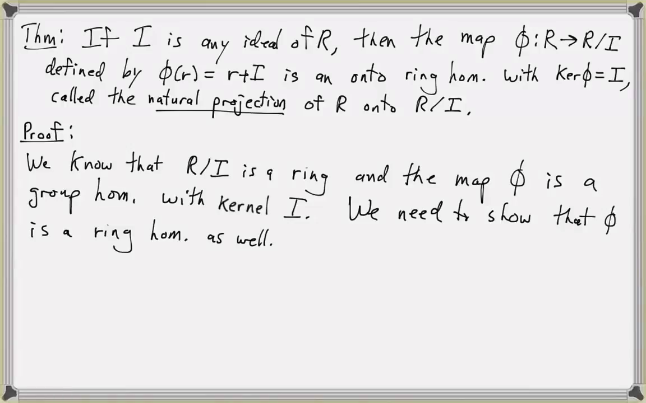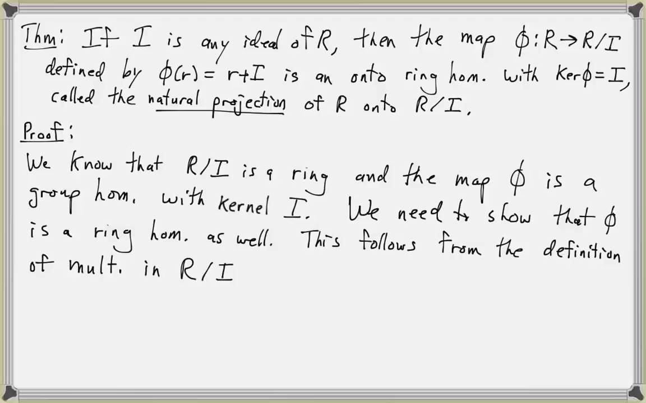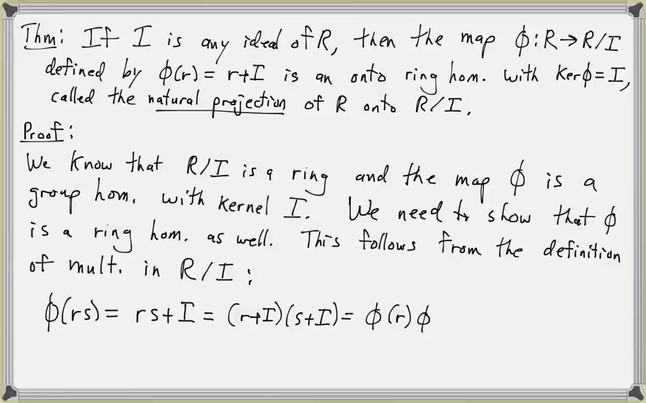Well, we just need to show the multiplicative property of this homomorphism, but this just follows from the definition of multiplication of cosets in the factor ring R mod I. So we have phi of RS would be equal to RS plus I, which is R plus I times S plus I, and that is phi of R times phi of S. So we see that this is also a ring homomorphism, and the kernel is still I.